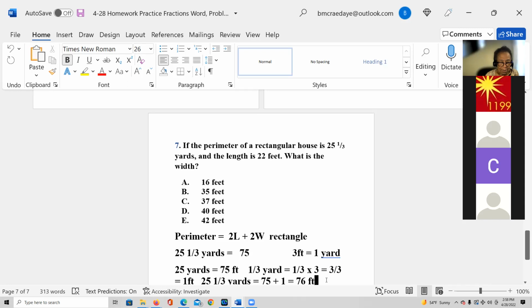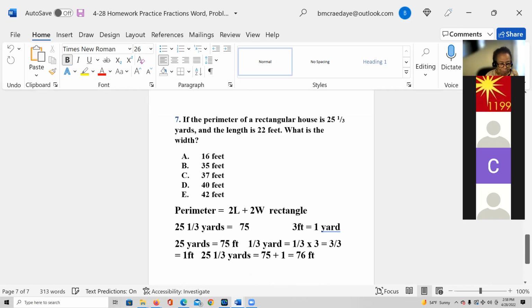Is that clear? Mercedes, question? So then you had the 1 to the 75. You get 76 feet. That's right. So my 25 and 1/3 yards is equal to 76 feet, right? So now substitute in this formula, perimeter, as Maureen said, 2 lengths plus 2 widths. So let's put the 76 in.